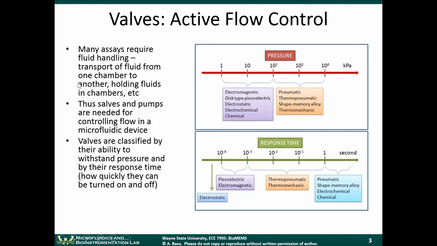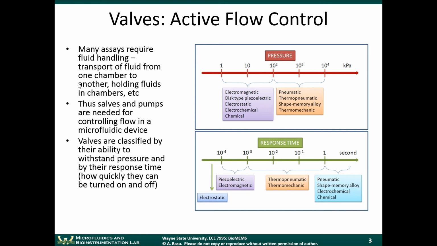Starting with valves, there are many types of valves, and I think the first thing that's useful to do is to go over some conventional valve technologies just so we all have a starting point here. The motivation for valves: many assays require fluid handling, meaning the transport of fluid from one chamber to another. Sometimes you want to hold fluid in a chamber, and so on.